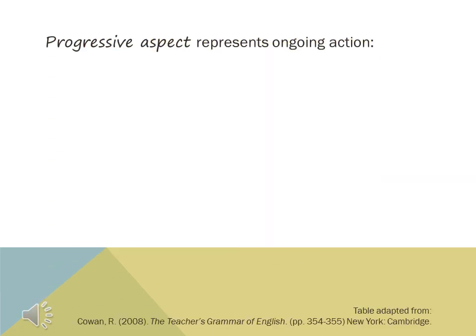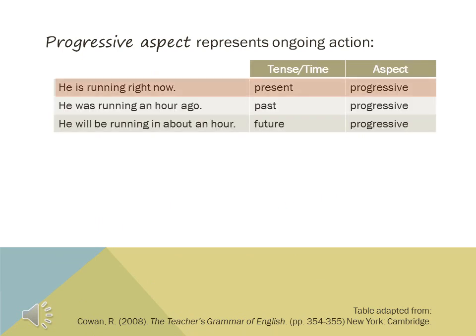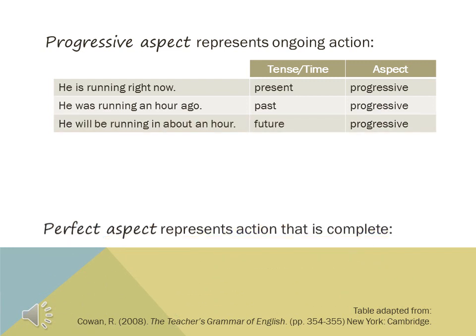Progressive aspect represents ongoing action. He is running right now expresses present tense with progressive aspect. He was running an hour ago expresses past tense with progressive aspect. He will be running in about an hour expresses future tense with progressive aspect.